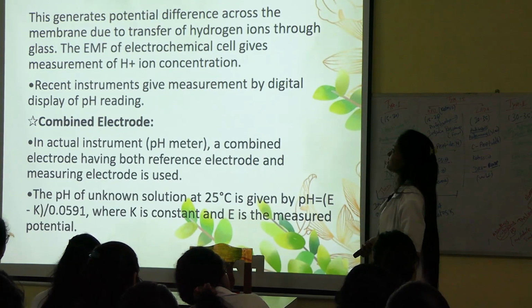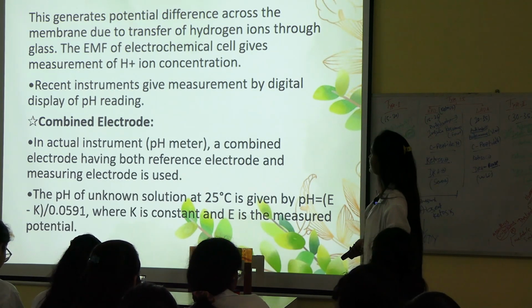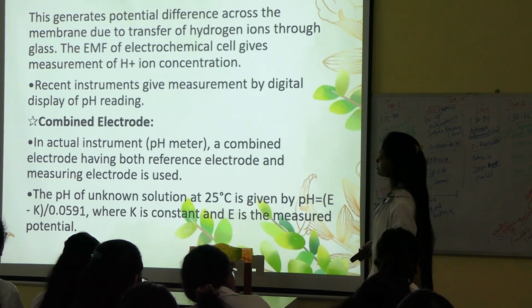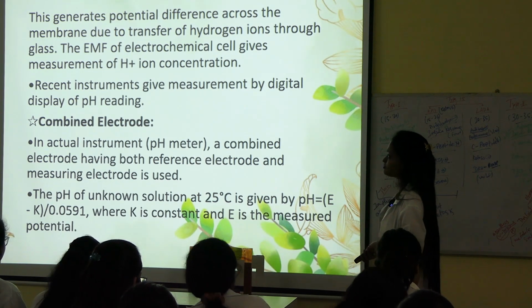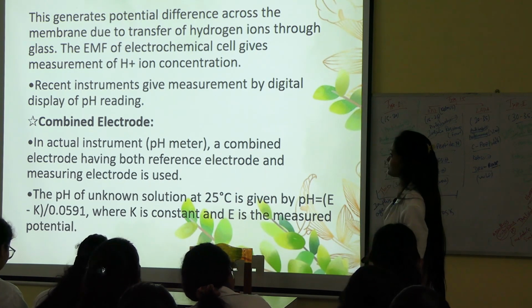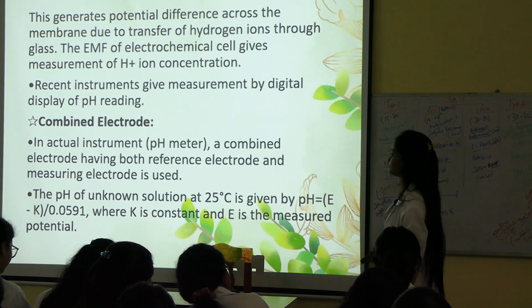So, this generates potential difference across the membrane due to transfer of hydrogen ion through glass. The electromotive force of the electrochemical cell gives a measurement of hydrogen ion concentration. Recent instruments give the measurement by a digital display of the pH reading.